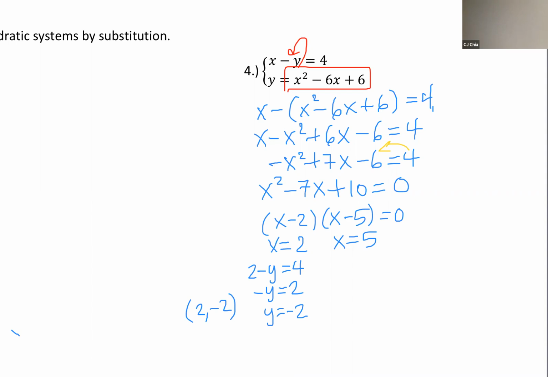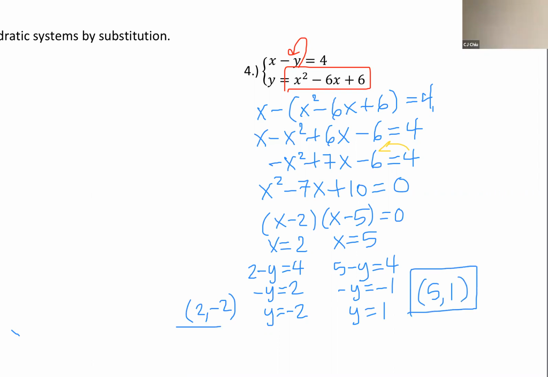X equals 5. 5 minus y equals 4. Negative y equals negative 1. So y equals 1. So then you get 5 comma 1. So make sure once you find x, you do plug back in to find y. Because remember, with systems, you want to find the points where the two graphs intersect.